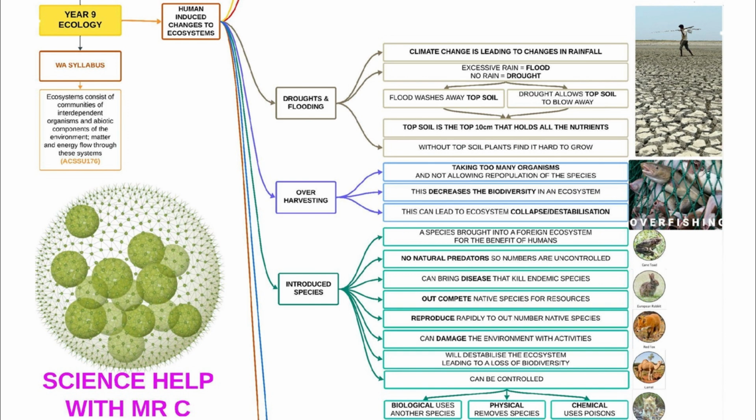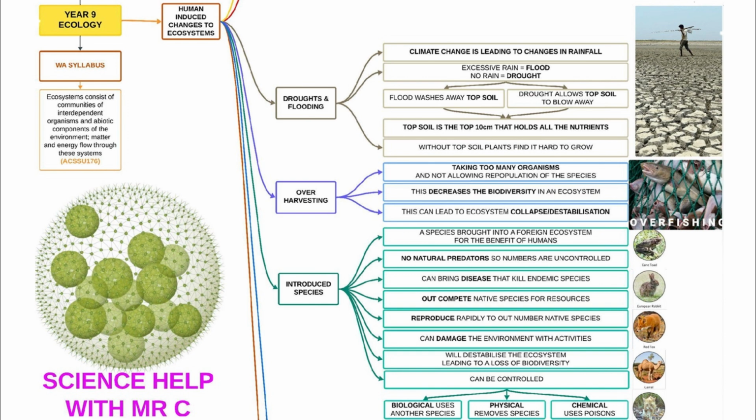Next is overharvesting. Overharvesting is where humans take too many organisms from an ecosystem. They take them so quickly that the species can't reproduce naturally, and so they become extinct. This also decreases biodiversity and can lead to ecosystem collapse or destabilization.